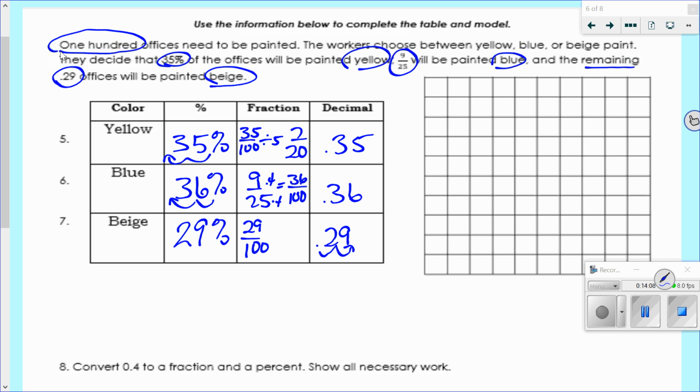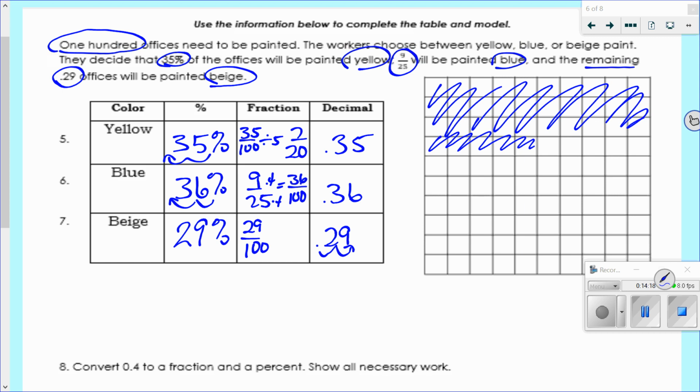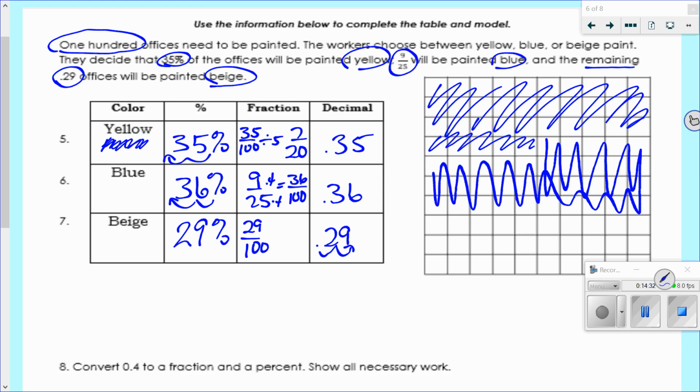Our last part, we need to also graph it. So you don't have to have colors. It would make it easier, but I'm just going to use my pen, and I'm going to say, okay, 35%. I'm going to go to the side. The whole big piece on this, make sure you do a key so I know what it is. My 36%, so the next 36, I'm just going to go up and down. So that's 35, 3 whole plus the 5 plus 1 additional. So that gives me 36 total. So going up and down is my blue. And then beige is going to be everything left, which actually worked out well.